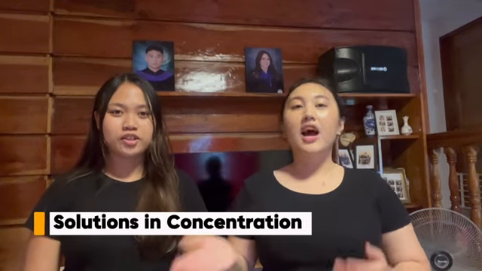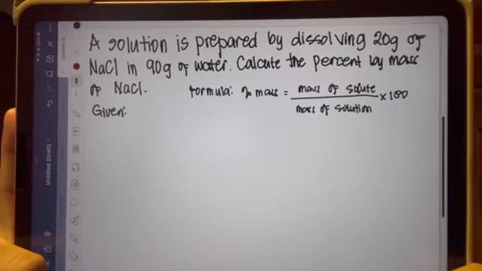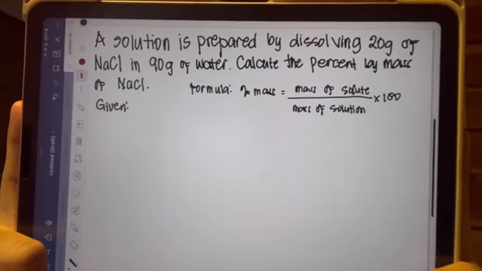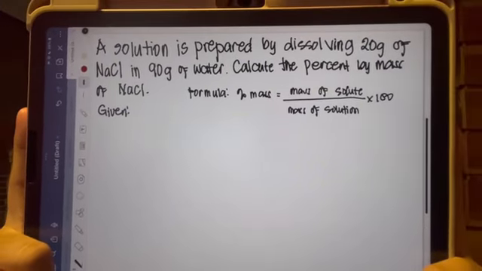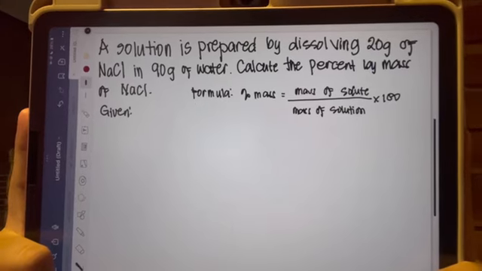And I'm Michaela Julve. And today, we will be teaching you how to solve different types of solution concentrations. Yes. The first type of solution concentration that we will be solving is the percent by mass. So we have here an example.